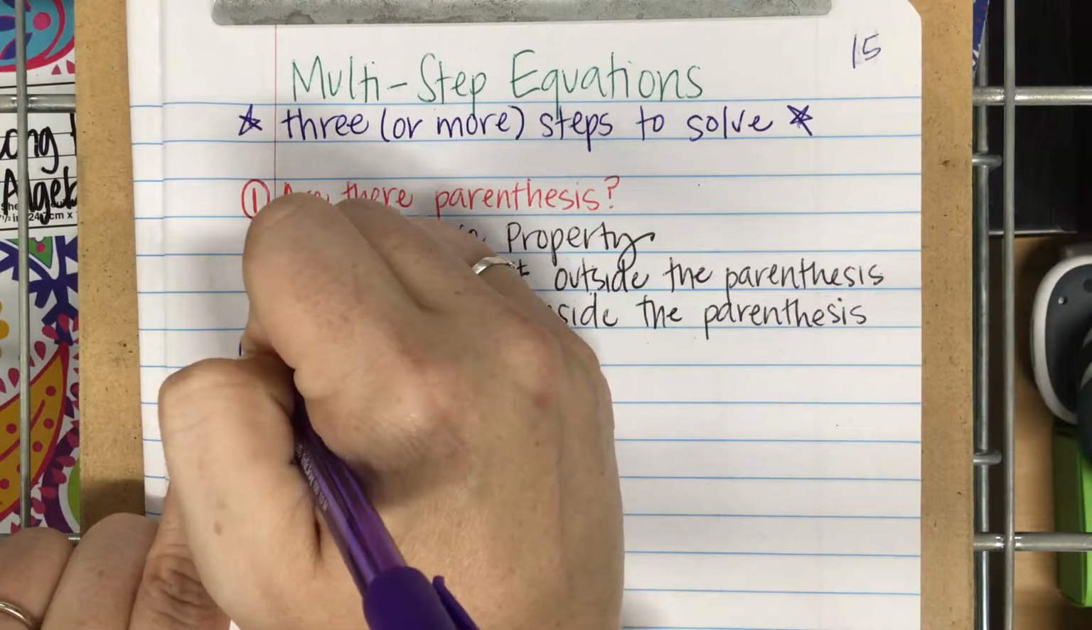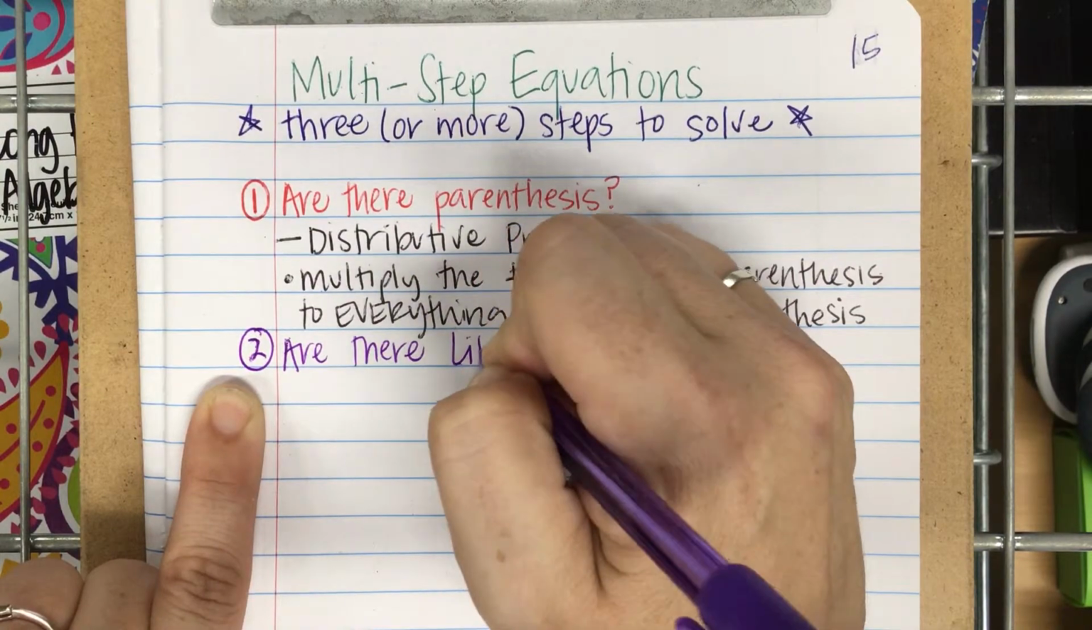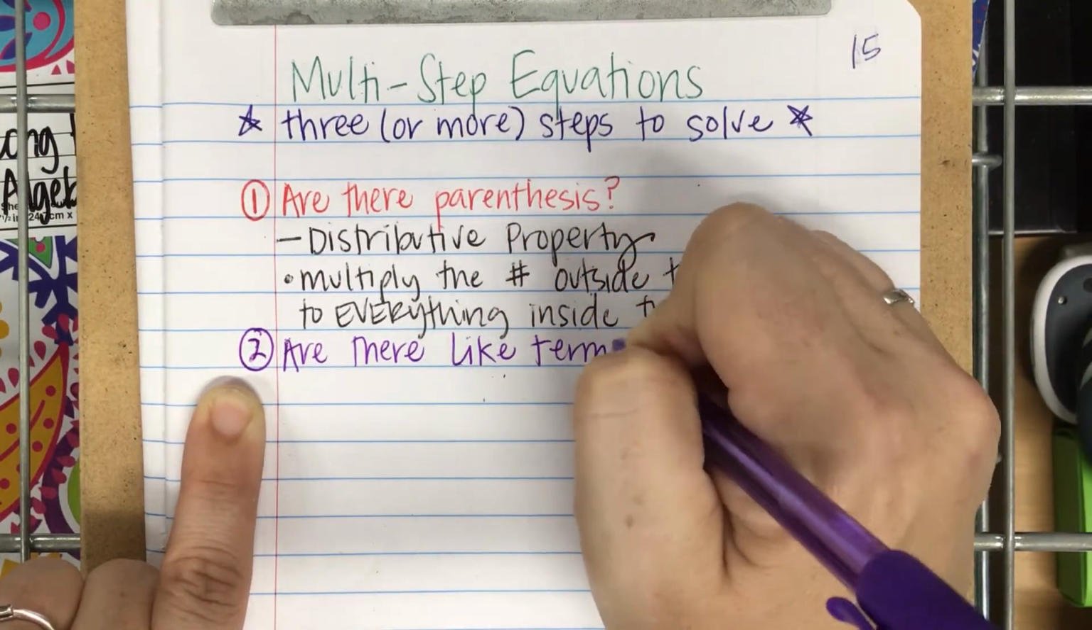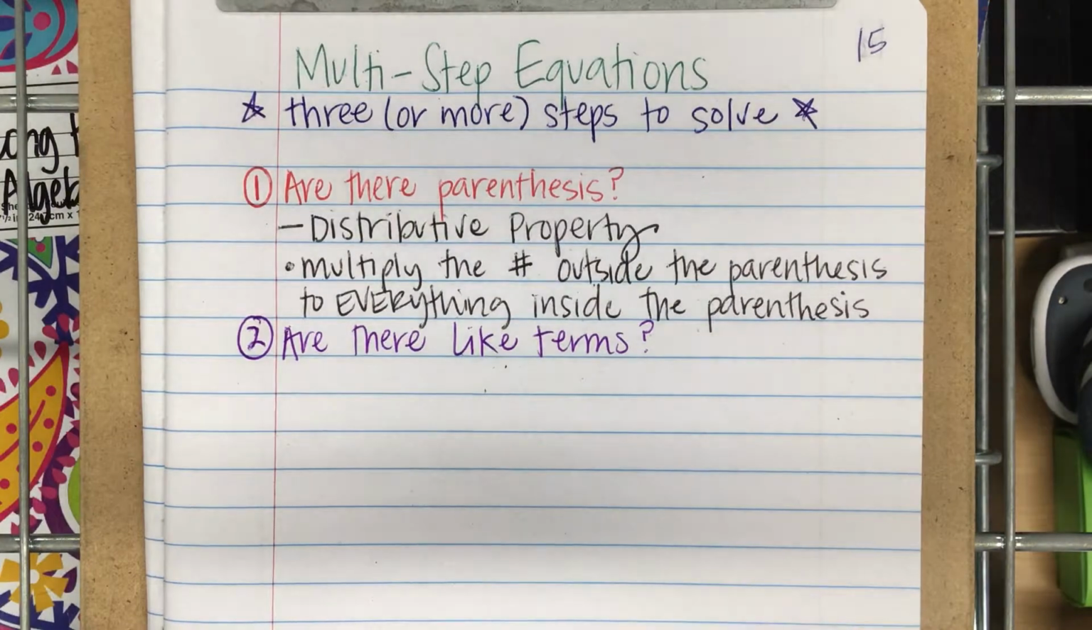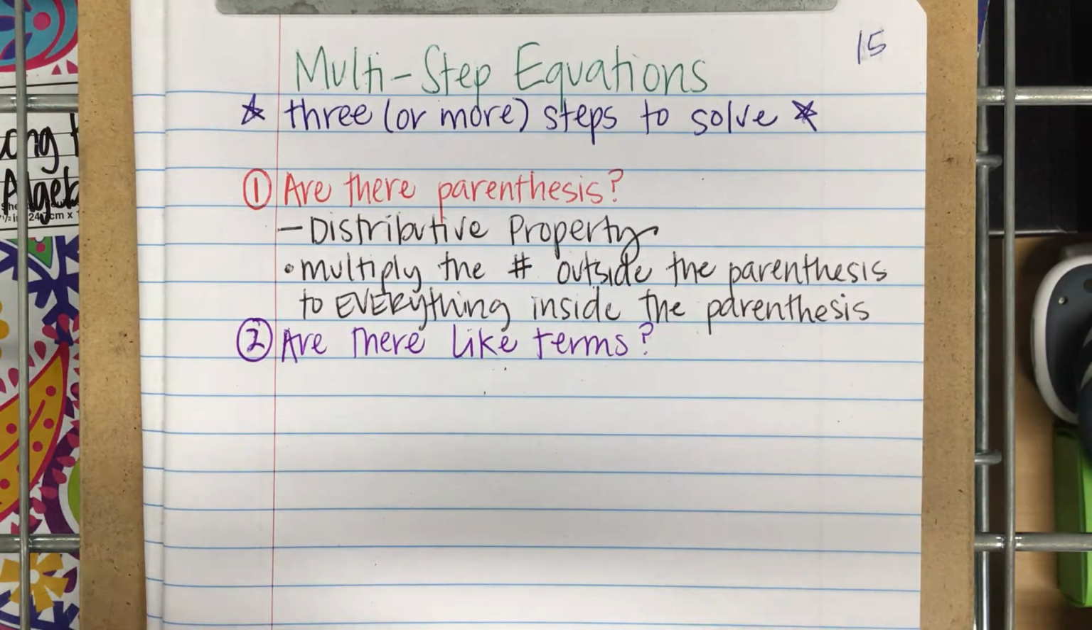The second thing we look for, are there like terms? Are there parentheses? If yes, then you're going to use the distributive property. If there are parentheses, use the distributive property. Number 2, are there like terms? What are like terms? How do you define like terms?